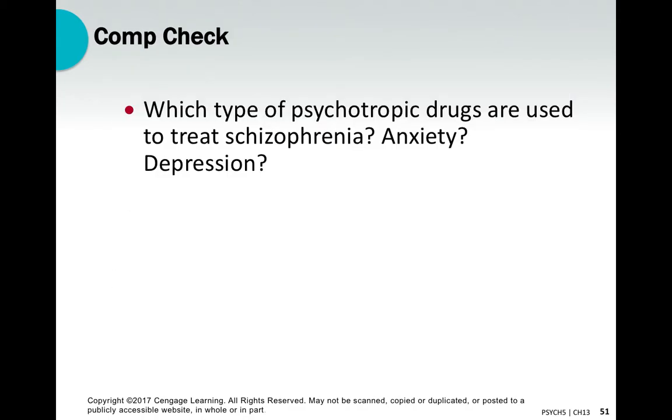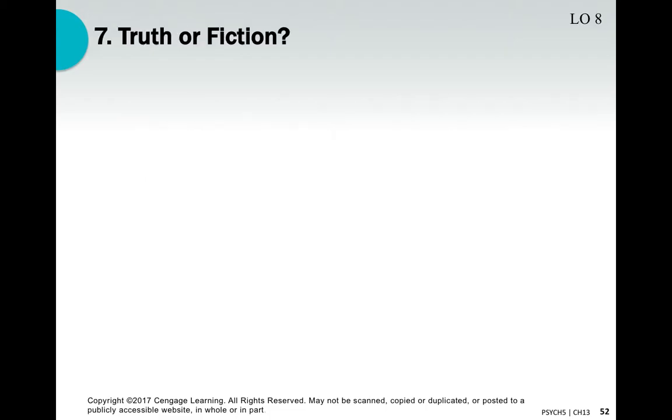Okay, quick comprehension check. Which type of psychotropic drugs are used to treat schizophrenia, anxiety, and depression? Pause the video. Schizophrenia, what do you think? Anxiety medications, what do you think? Depression, what do you think? Come back. Okay, it's pretty straightforward. For schizophrenia, antipsychotics. For anxiety, antidepressants or anti-anxiety medications, sometimes both. For depression, antidepressants. Seems straightforward, but make sure you can understand the difference between the three.